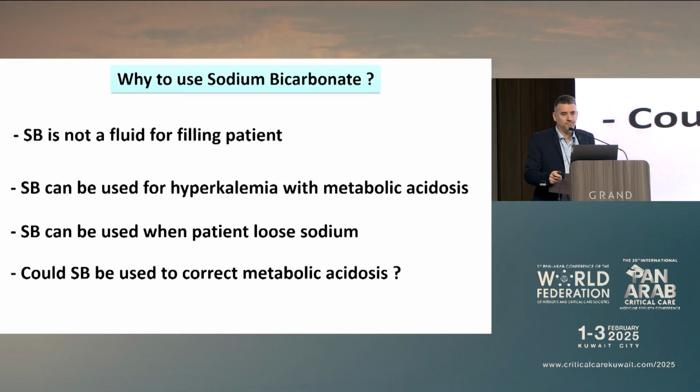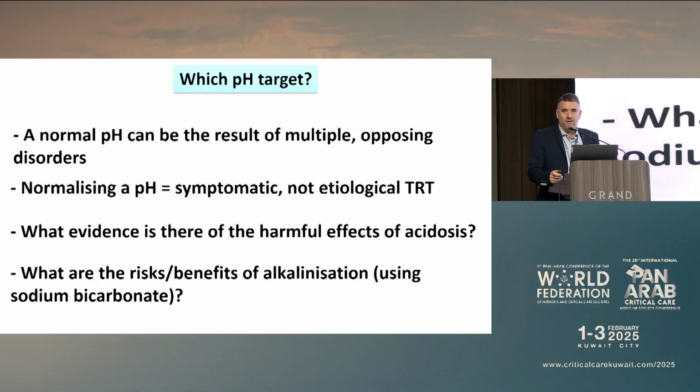And at the end, do we have to use sodium bicarbonate to correct metabolic acidosis? Is the question. But why? And which pH target? A normal pH can be the result of multiple opposing disorders. You have a normal pH, but you have complete discrepancies in acid-base balance. But you have a normal pH. We will see this after.